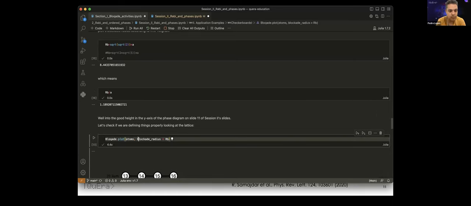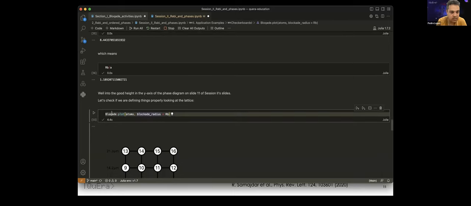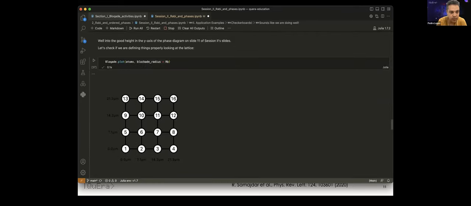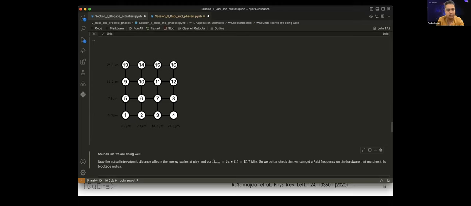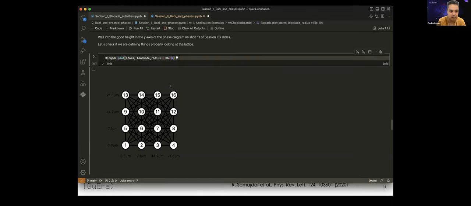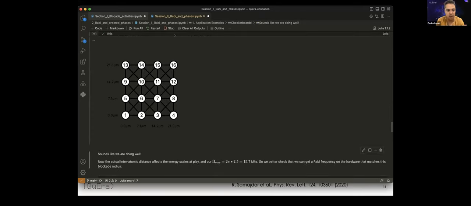Then what do I do? I'm going to use an interesting function here on Blockade, which is the plot function. So I just call blockade.plot, and I feed it atoms, and I feed it the blockade radius. I define the blockade radius above, and I let it plot for me. It's quite interesting that Blockade is capable of drawing for you the connections that this given choice of blockade radius is creating. So if you screw up for any reason and you make the blockade radius too large, let's say it was 10, oh my God, you're clearly seeing too many connections. We don't want to go that far. This is also too many, but this blockade radius here is just right. It's going to block exactly the first neighbors.